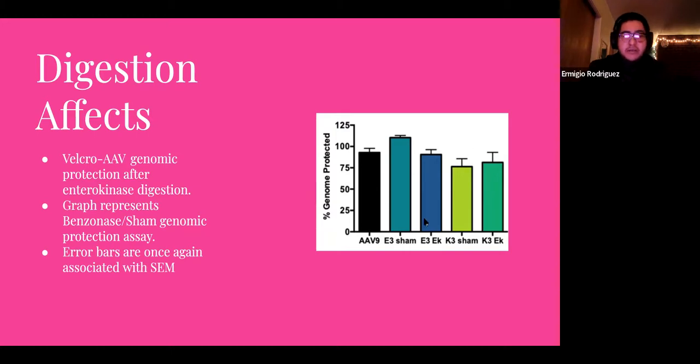The end result of that was E3 and K3 exhibiting about 75 to 100% genomic protection, similar to the control group AAV9, despite the whole EK treatment that it underwent. I also wanted to mention that the error bars seen in the graph are once again associated with SEM. So to do a quick overview of what this graph and data mean, the EK digestion of LZ linearization does not affect the whole capsid structure.